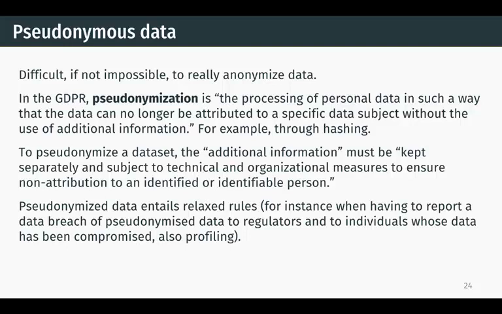So to pseudonymize a data set, the additional information must be kept separately and be subject to technical and organizational measures to ensure non-attribution to an identified or identifiable person. Again, this concept of additional information which needs to be kept separate. And by defining pseudonymized data, the regulation relaxes the rules a little. For instance, when there is a data breach of pseudonymized data, you don't have as many stringent constraints about what you need to report to regulators or to the individuals whose data has been compromised. And when you're doing profiling on pseudonymized data, there are not as many stringent constraints either.